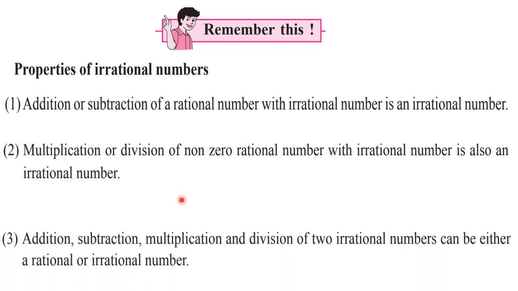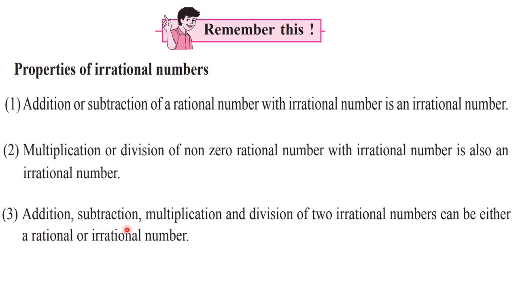Then the third property here is that addition, subtraction, multiplication and division of two irrational numbers can be a rational number or an irrational number. With various examples we have seen these properties. So what you have to keep in mind: one rational and one irrational number, the answer is going to be irrational. But if you have both irrational numbers, then the answer may be irrational or may not be irrational. It can be rational also. So that you have to keep in mind.